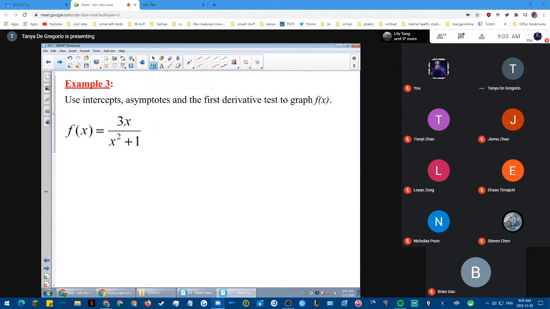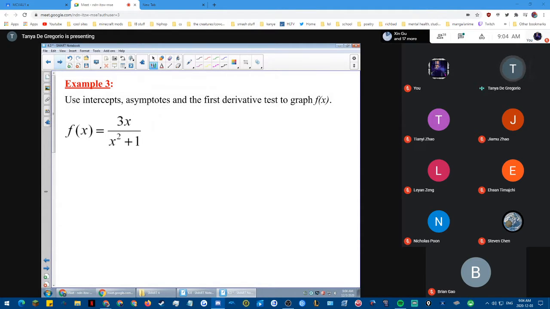Example 3. Use intercepts, asymptotes, and the first derivative test to graph f of x. What's the first derivative test? When you say the first derivative test, what am I talking about? What's the first derivative? Critical points. Okay, good. So we find the critical points, and what do we do with them? We draw an interval chart. Good. We do an interval chart and we analyze. What's happening to the left? What's happening to the right? Do we have a negative slope? Do we have a positive slope? Is it a max or is it a min? Okay? Good. That's the first derivative test.